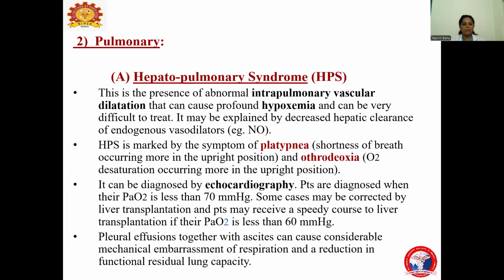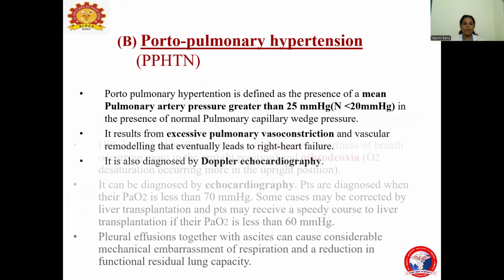Patients are diagnosed when their PaO2 is less than 70 mmHg. Some cases may be corrected by liver transplantation, and patients may receive a speedy course to liver transplantation if their PaO2 is less than 60. Pleural effusions together with ascites can cause a considerable mechanical embarrassment of respiration and a reduction in the functional residual lung capacity.